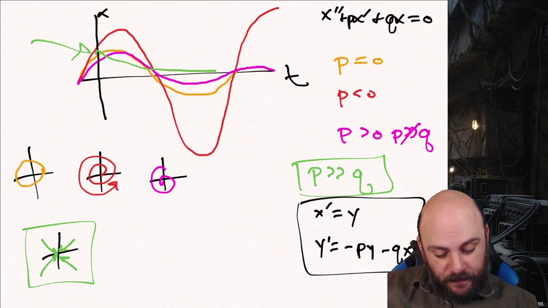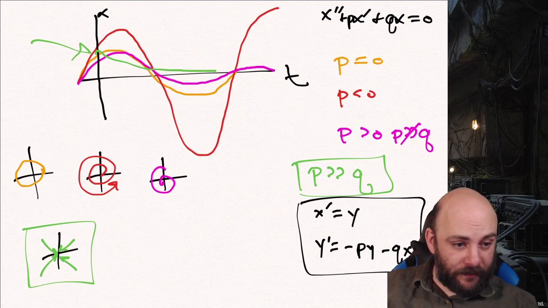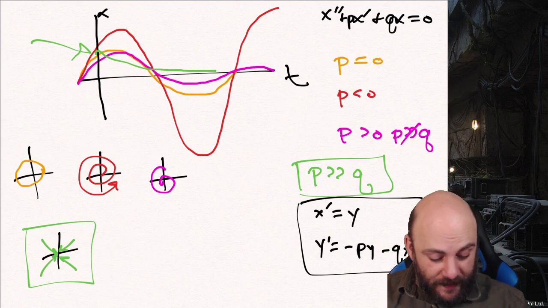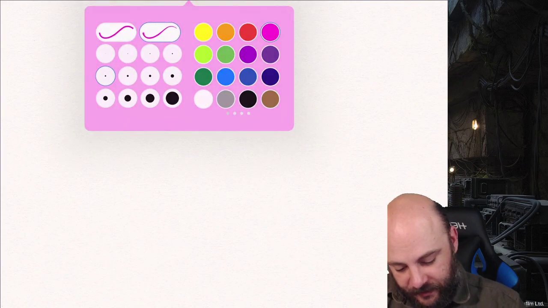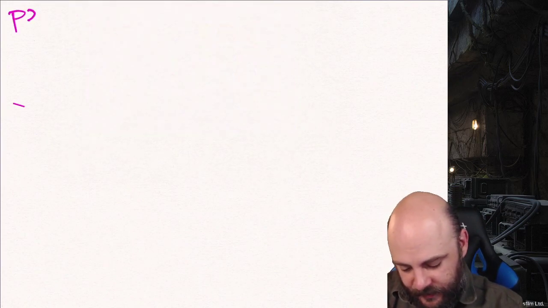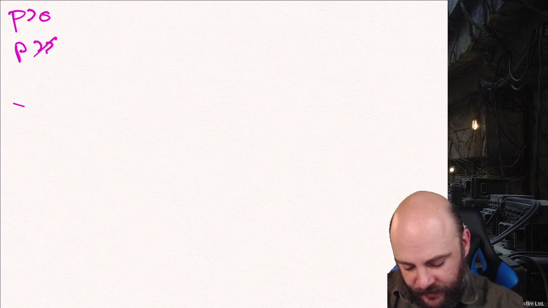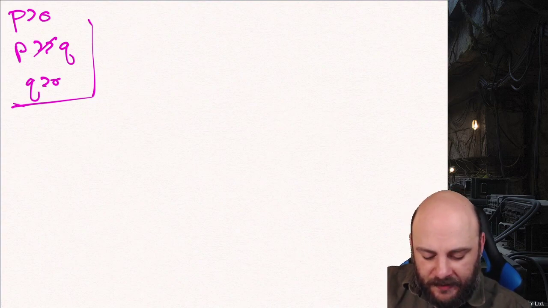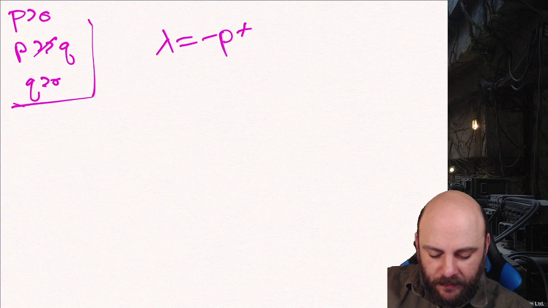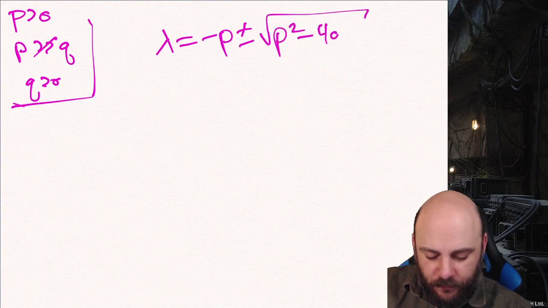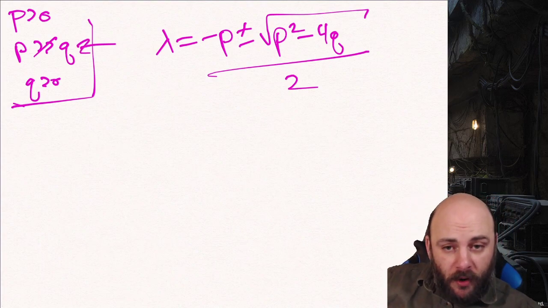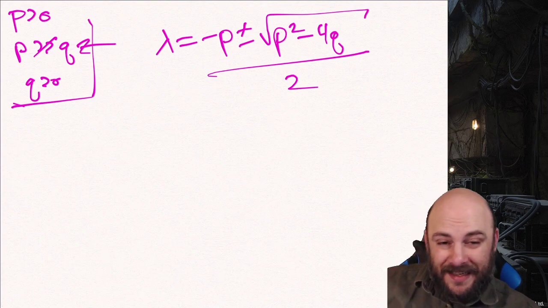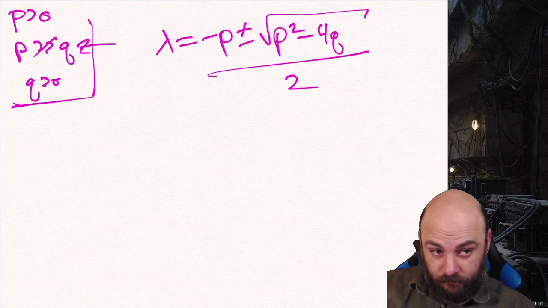The last one is P is positive and P is not a whole bunch bigger than Q. So we're not in the green scenario, we're in the pink scenario. P is positive, P is not a whole bunch bigger than Q, and we need to remember that Q is positive. When I take a look at lambda equals negative P plus or minus the square root of P squared minus 4Q over 2, like I said, this statement can be made precise. Specifically, what I want here is that it is bigger, but not too much bigger.